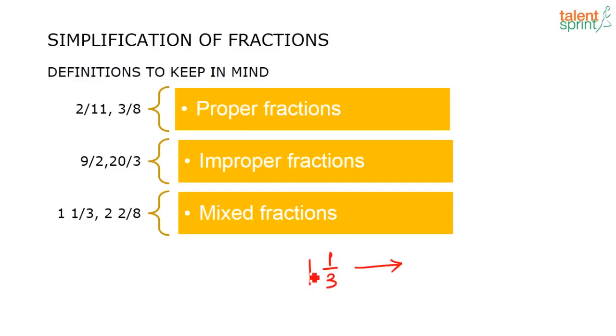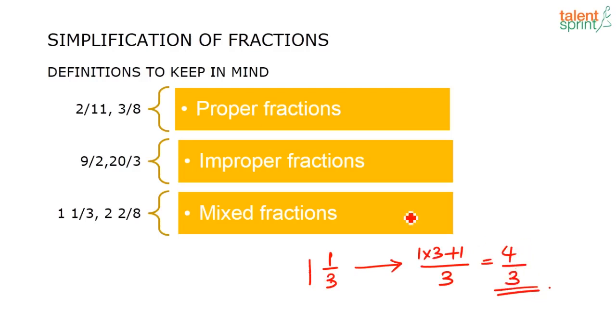How do I convert this? 1 into 3. So the numerator of the improper fraction that I make from this will be 1 into 3 plus 1, divided by 3, correct? The integer into the denominator plus the numerator will be the new numerator, divided by the same denominator. So this will be equal to 3 plus 1, 4 by 3. So this is how you convert a mixed fraction into an improper fraction.